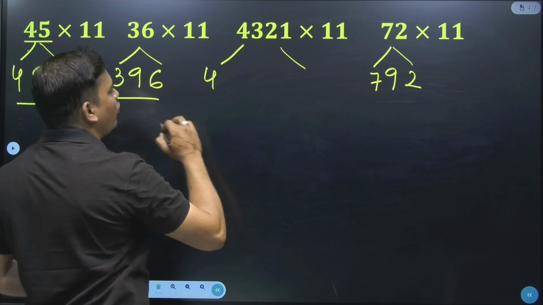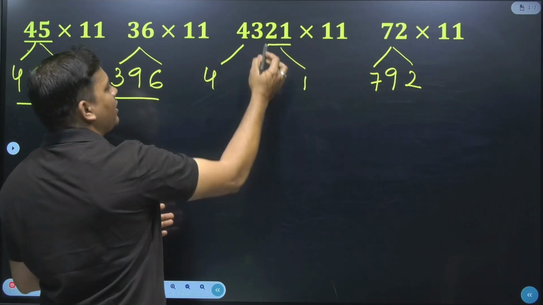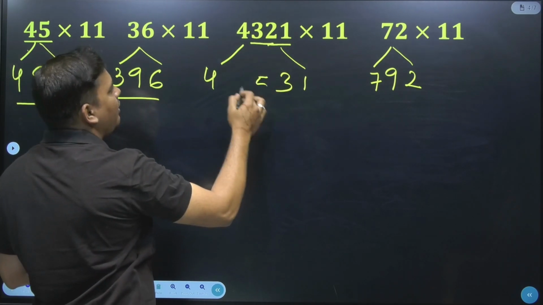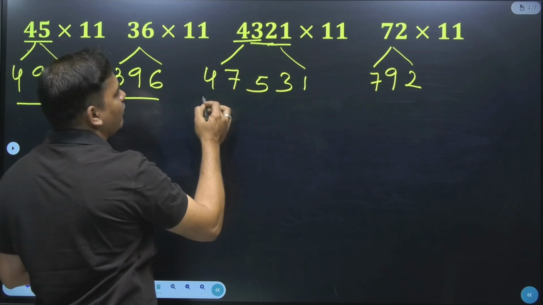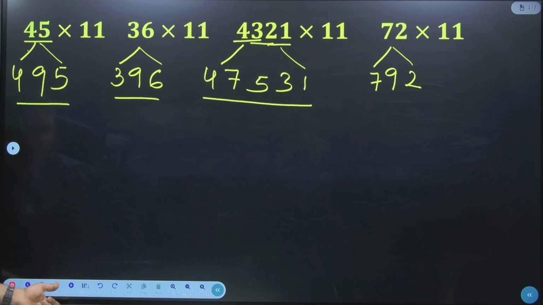In the same way, I will be splitting this and adding the consecutive numbers. I will be writing 4 here. I will be writing 1 here. I will be adding the consecutive numbers. 1 plus 2, it is 3. 2 plus 3, it is 5. 3 plus 4, it is 7. My answer will be 47,531. Whenever you are multiplying any number with 11, split the numbers, add the numbers.